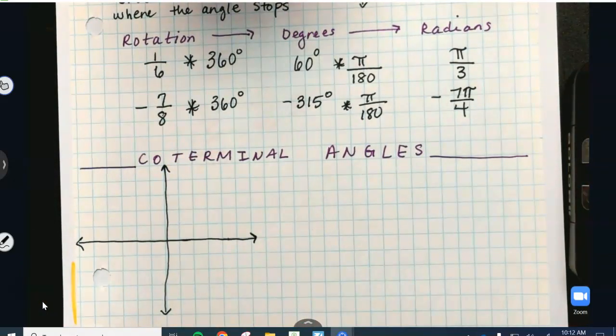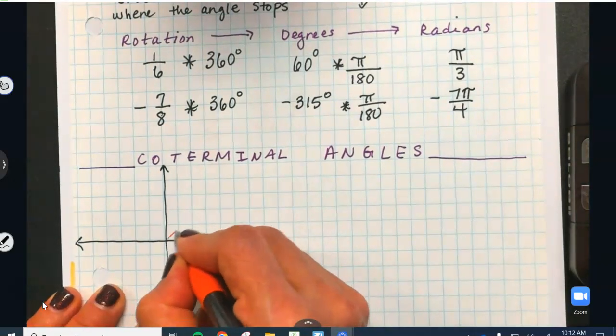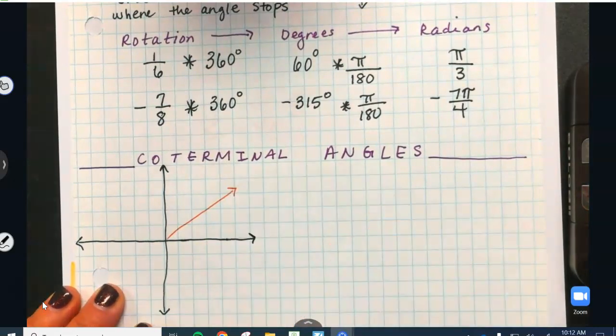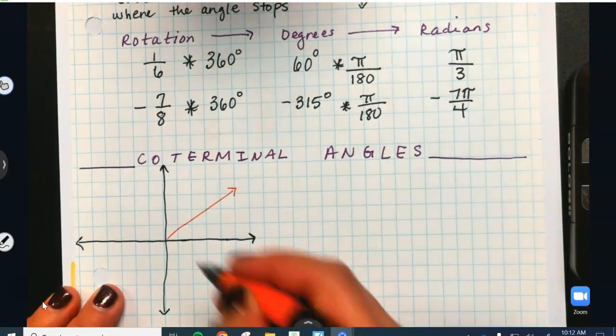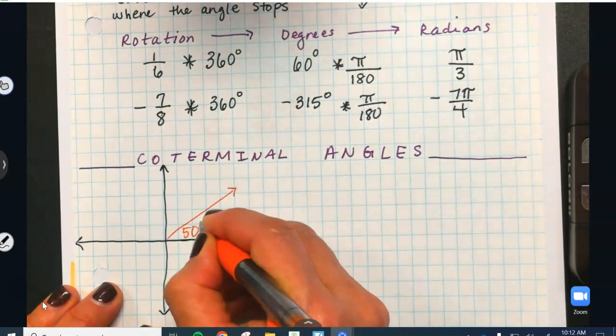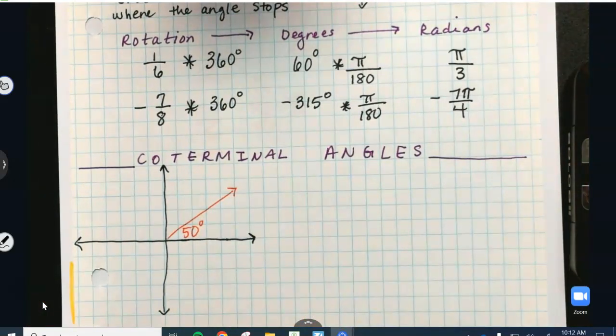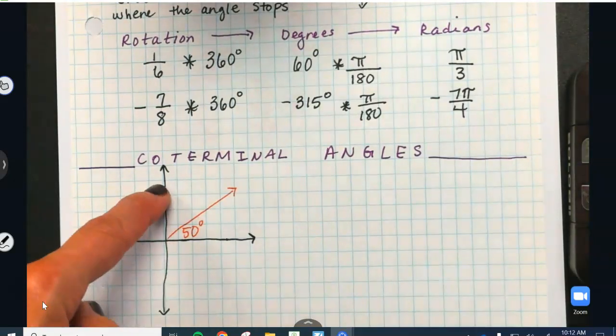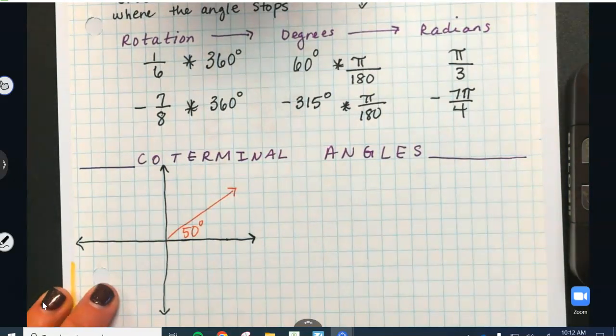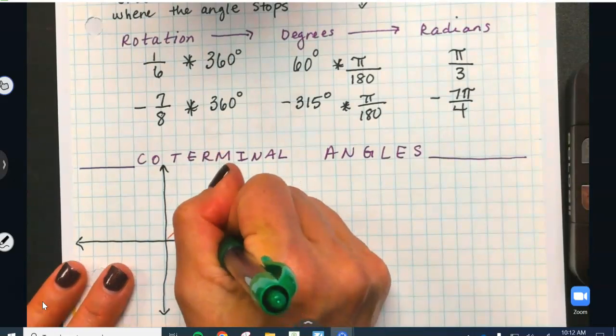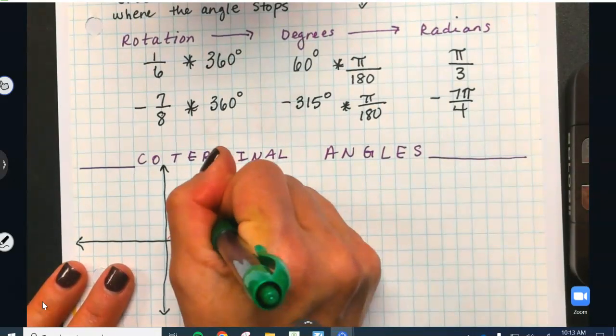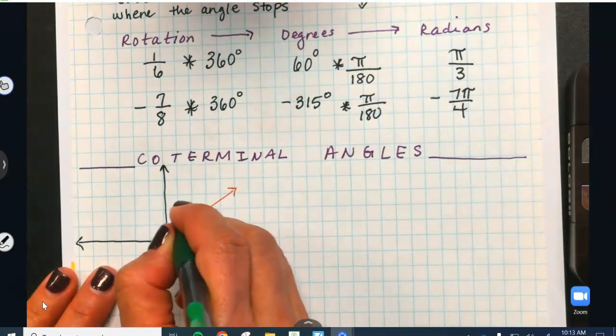So the first thing we're going to draw is an angle. Let's draw an angle in the first quadrant. And let's say this angle is 50 degrees. All right, so this angle of 50 degrees can share a coterminal angle with another angle. Let me draw a positive angle first, and then you guys can see what's going on. I'm going to go up. I'm going to make it dotted so it doesn't get crazy.